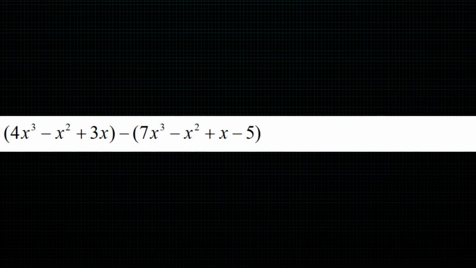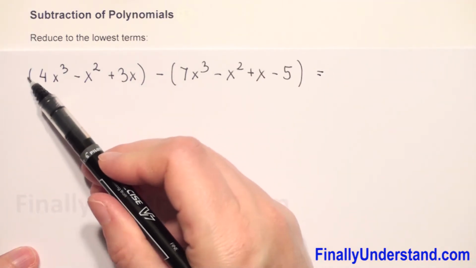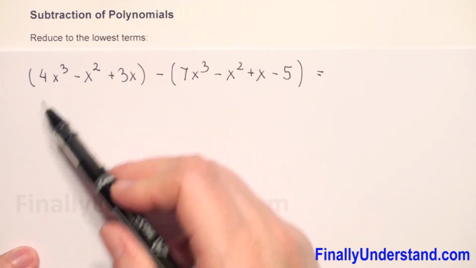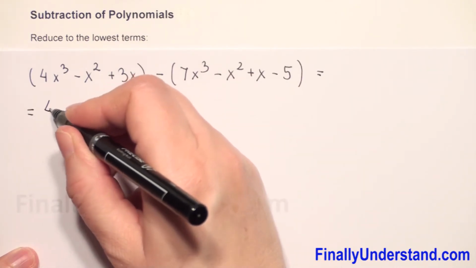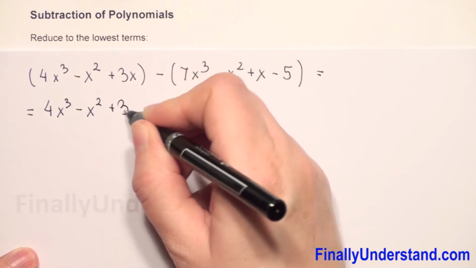We have subtraction of polynomials. How do we do this? First, we have to take down the parentheses, and when we don't have any sign before parentheses, we have to rewrite everything that we have inside. So this is equal to 4x cubed minus x squared plus 3x.